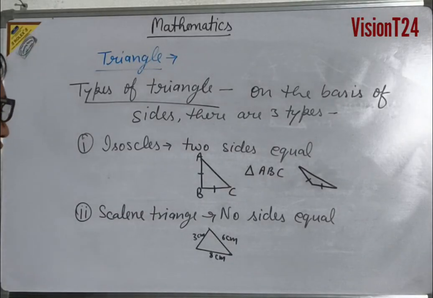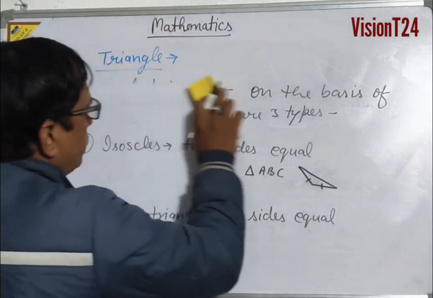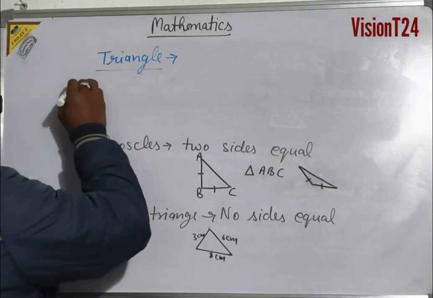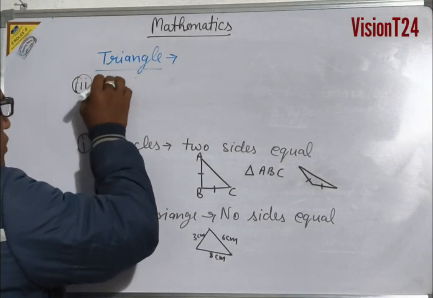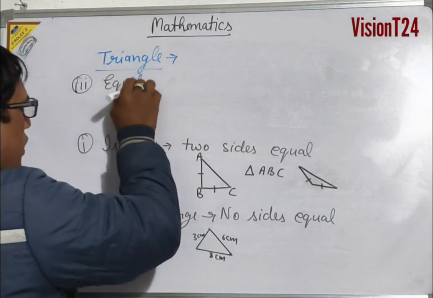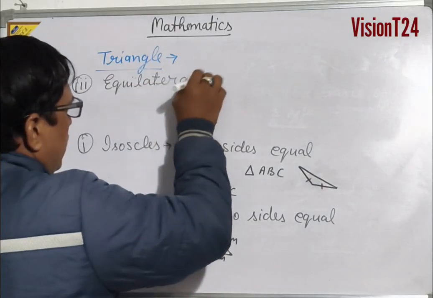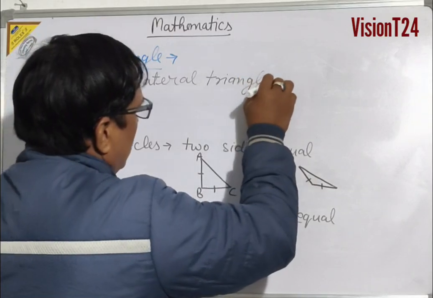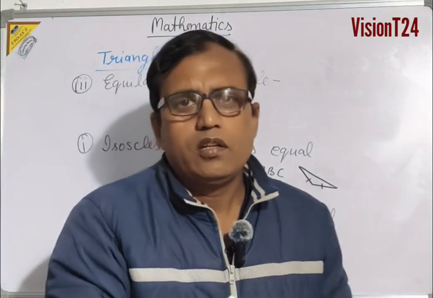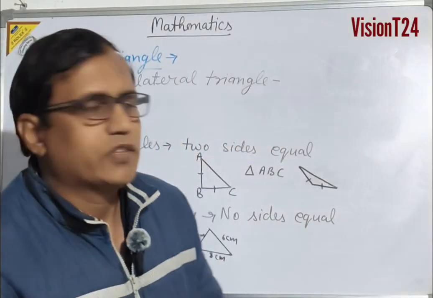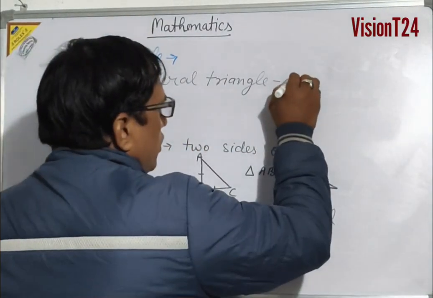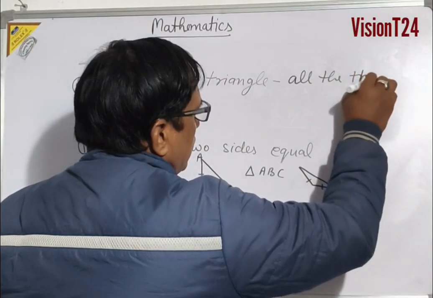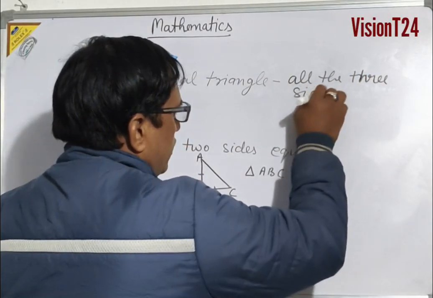Now the third type of triangle that will be called equilateral triangle. Number 3. Equilateral triangle. Do you know class what is equilateral triangle? The triangle having all the sides equal. That means all the three sides equal.